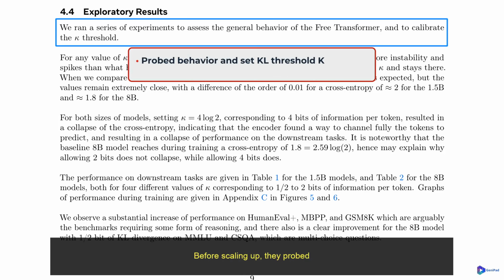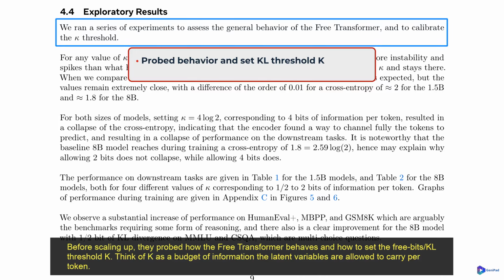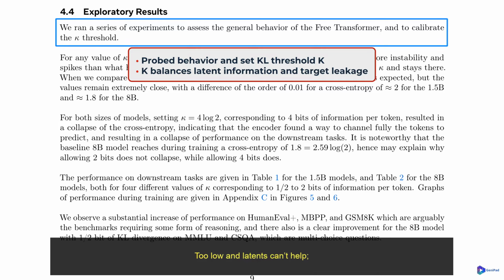Before scaling up, they probed how the Free Transformer behaves and how to set the free bits per token threshold, K. Think of K as a budget of information the latent variables are allowed to carry per token. Too low and latents can't help. Too high and they might leak target information.